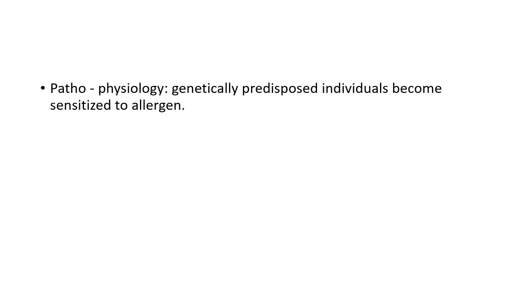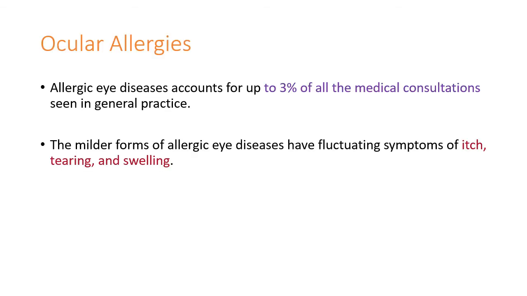The pathophysiology is that genetically predisposed individuals become sensitized to the allergen. Allergic eye diseases account for up to 3% of all the medical consultations seen in general practice. So in general practice, you can have a patient coming to your OPD for itching or redness of the eyes. All the time the parents, if it is a child, will tell you he is rubbing his eye. The milder forms of allergic eye diseases have fluctuating symptoms of itch, tearing and swelling.